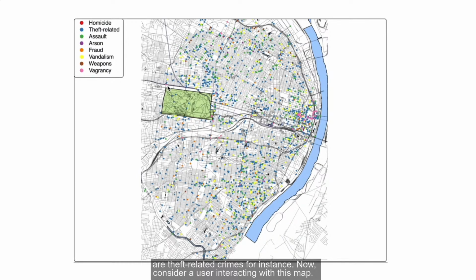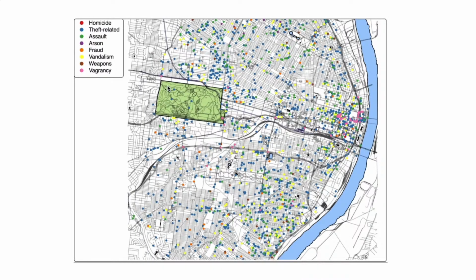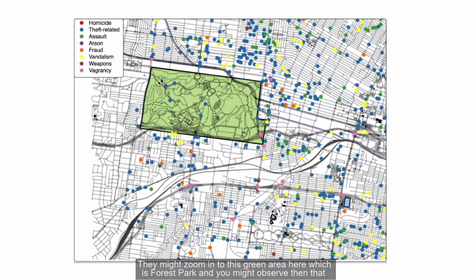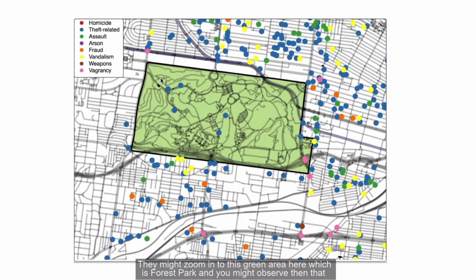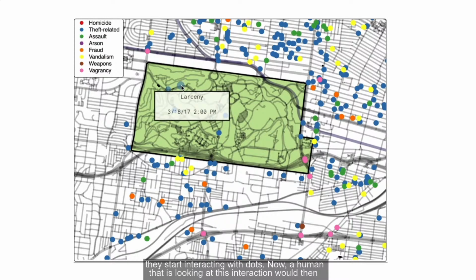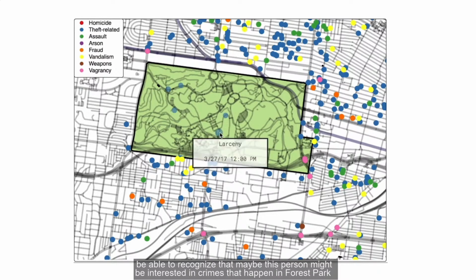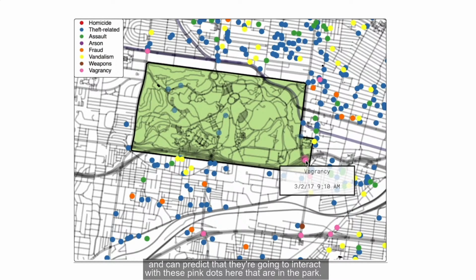Now consider a user interacting with this map. They might zoom in to this green area here, which is Forest Park, and you might observe then that they start interacting with dots. Now a human that is looking at this interaction would then be able to recognize that maybe this person might be interested in crimes that happen in Forest Park and can predict that they're going to interact with these pink dots here that are in the park.